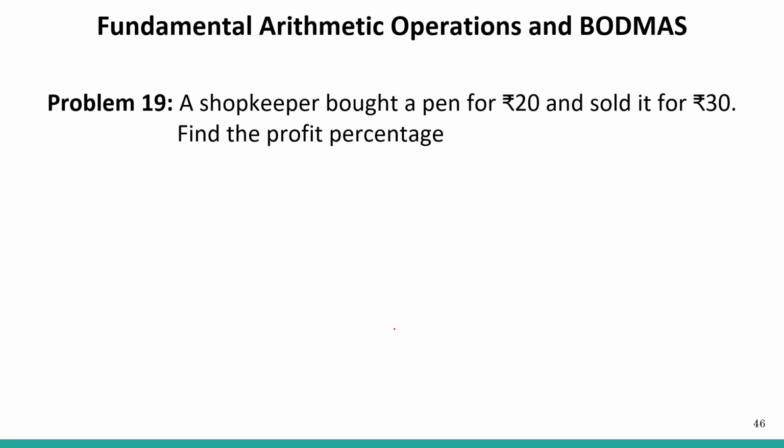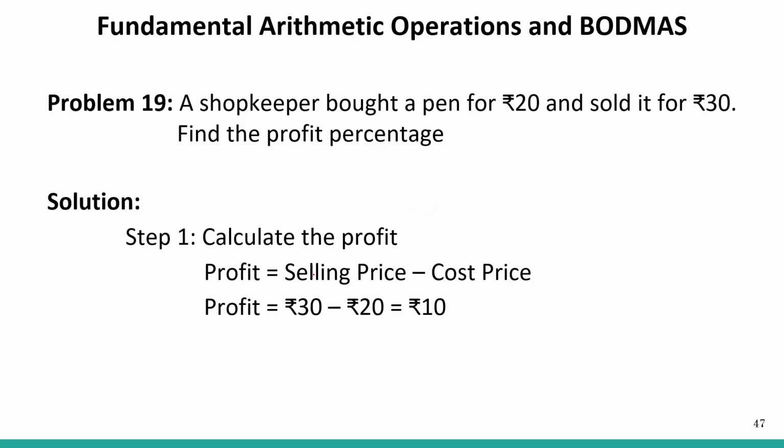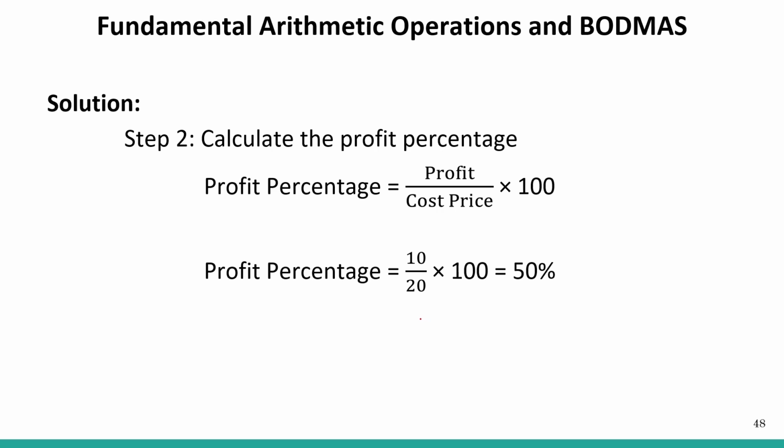Okay, so let's see problem number 19. A shopkeeper bought a pen for 20 rupees and sold it for 30 rupees. Find the profit percentage. Let's see first what is the profit. Selling price minus cost price, that is 30 minus 20, is equal to 10. Okay, so in step number 2, we calculate the profit percentage. It is equal to profit by cost price into 100. So the profit was 10, cost price is 20, so 10 by 20 into 100 is equal to 1000 by 20, which is equal to 50. So 50% is the final answer.